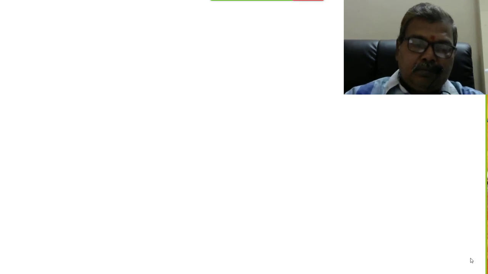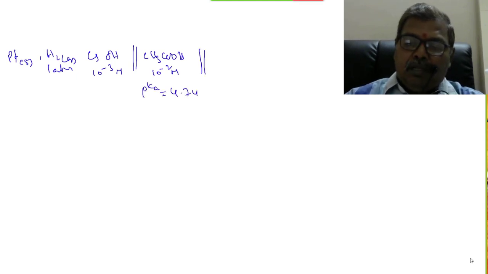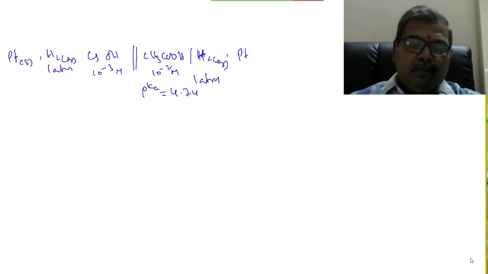Next question. Platinum solid, hydrogen gas 1 atmosphere, cesium hydroxide 10 power minus 3 molar, and acetic acid 10 power minus 2 molar, pKa is 4.74, hydrogen gas 1 atmosphere, platinum. So this is the representation of the cell.